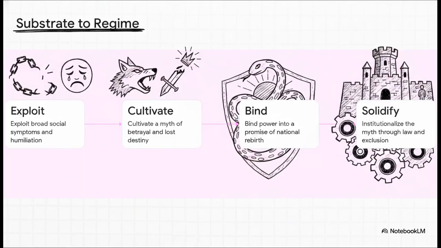So if we sum up that historical mechanism, there is a shockingly clear path from substrate to regime. Step 1. Exploit broad social symptoms and humiliation. Step 2. Cultivate a powerful myth of betrayal. Step 3. Bind all that energy into a promise of national rebirth. And finally, institutionalize it. All that early opportunism and broad right-wing anger only became strictly fascist once it was tightly organized around that core myth of ultranationalist purification. It's a very specific binding process.